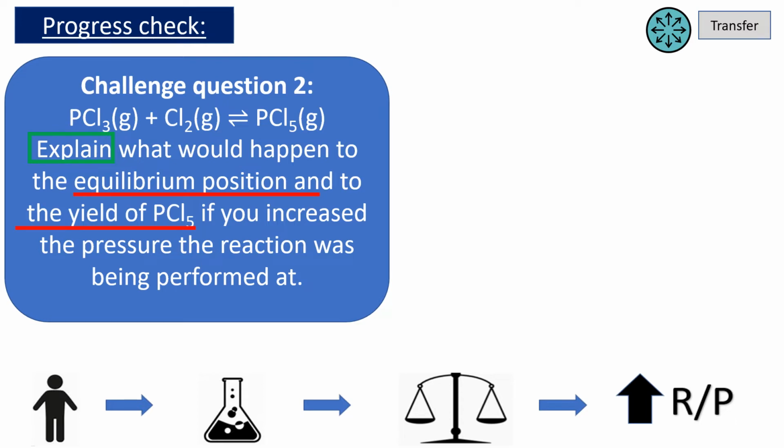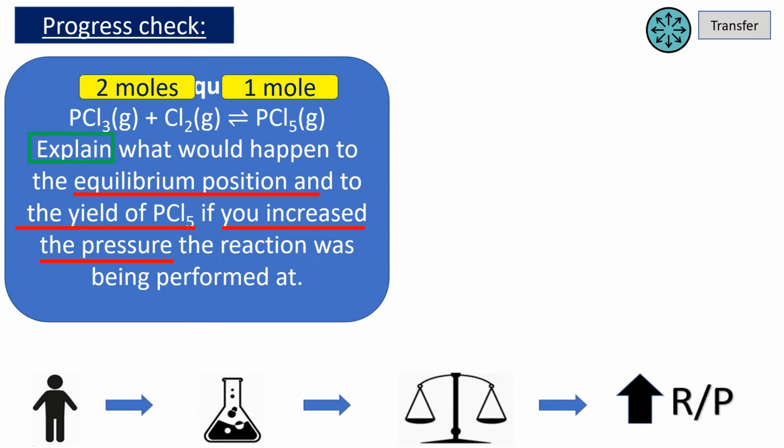Well, what am I changing? I am changing the pressure. I'm increasing the pressure. Okay, right. Before I go any further, I need to know where the natural high pressure is and where the natural low pressure is. So I'm looking at the equation. On the left-hand side, I can see I've got 1 mole of PCl3 and 1 mole of Cl2, so that's 2 moles there. And on the right-hand side, I've just got 1 mole of the PCl5. So high pressure is on the left and low pressure is on the right.